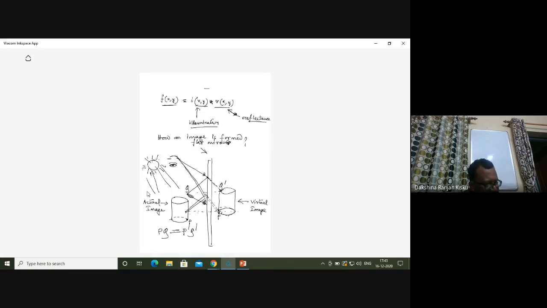So in this case, the illumination will be called I of x comma y. So this part will be called the illumination, and r of x comma y is the reflectance. So that means there are two components in the function f of x comma y. Basically this function consists of two image components, I of x comma y and r of x comma y.